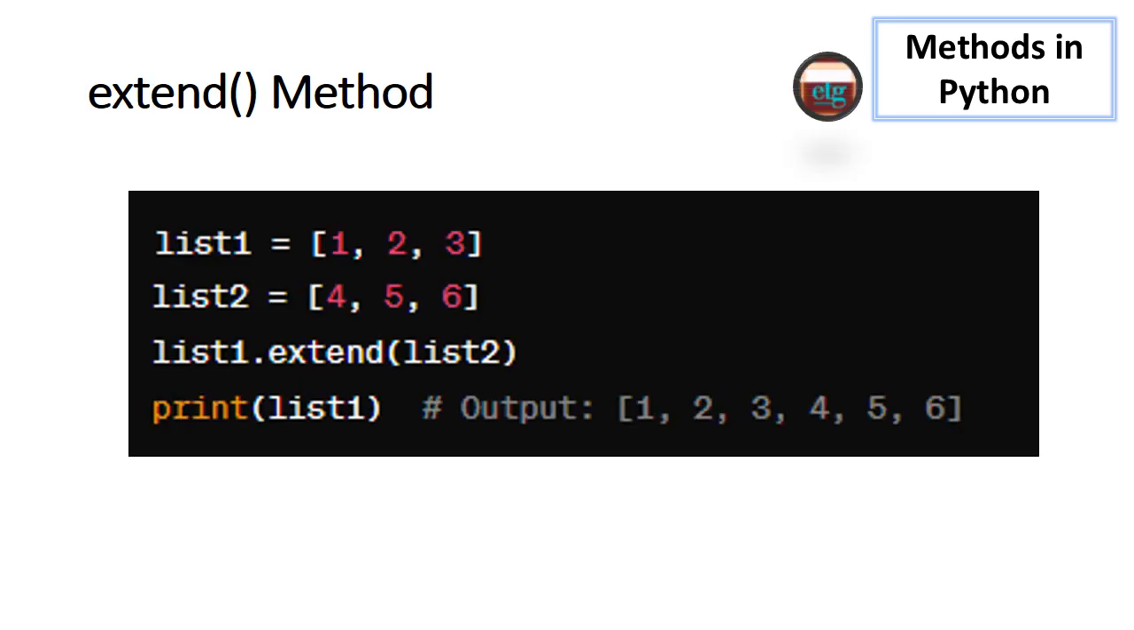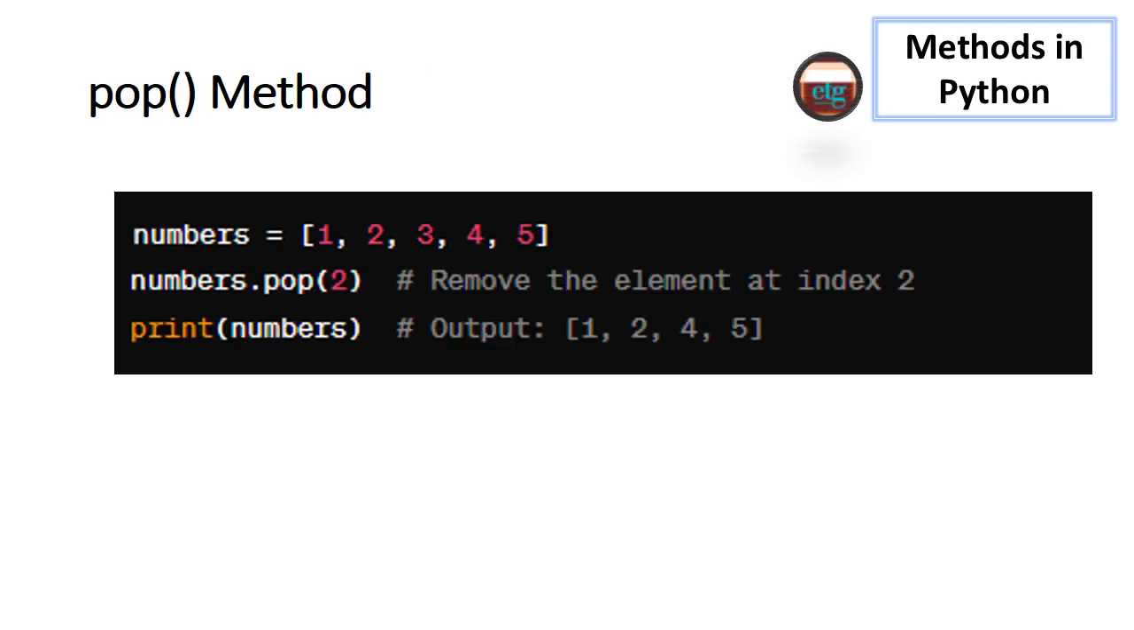Extend method in Python. If you want to concatenate two lists, you can use the extend method or the plus operator. Pop method in Python. If you want to remove an element by its index, you can use the pop method. These methods are handy for modifying lists in Python.